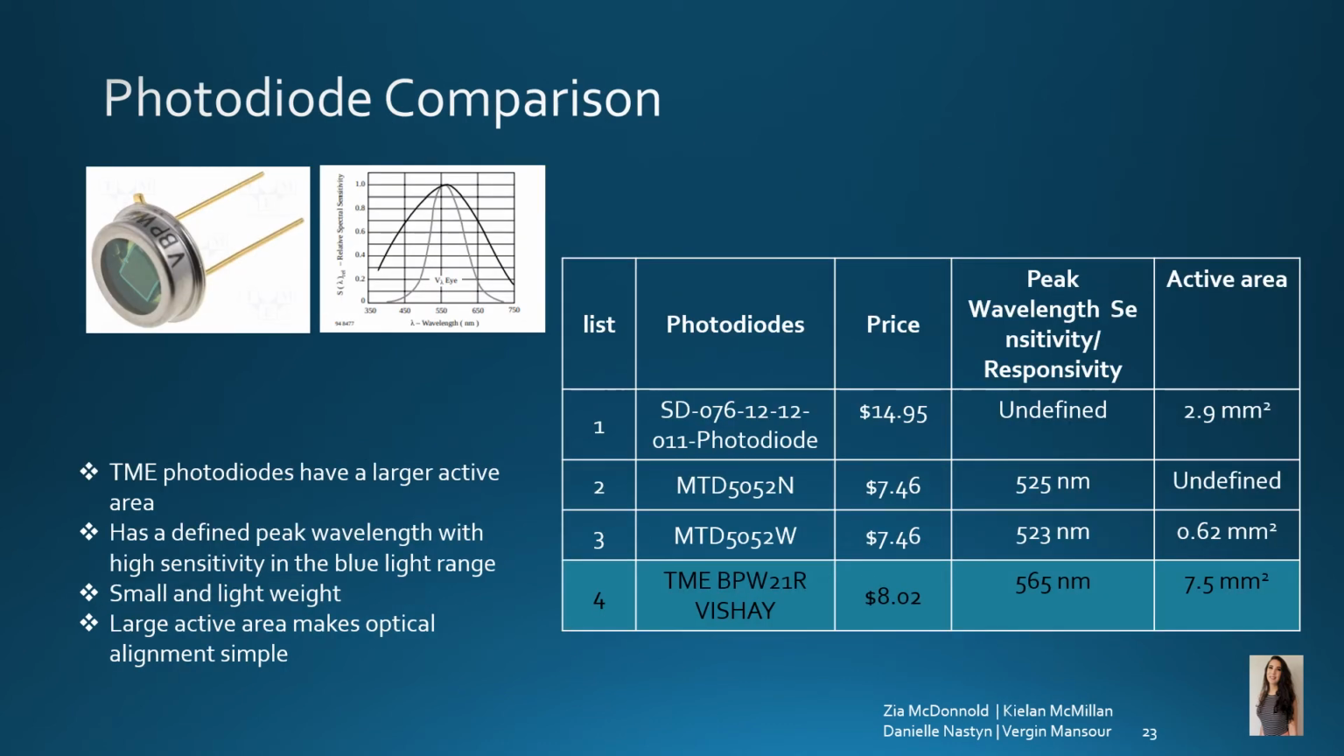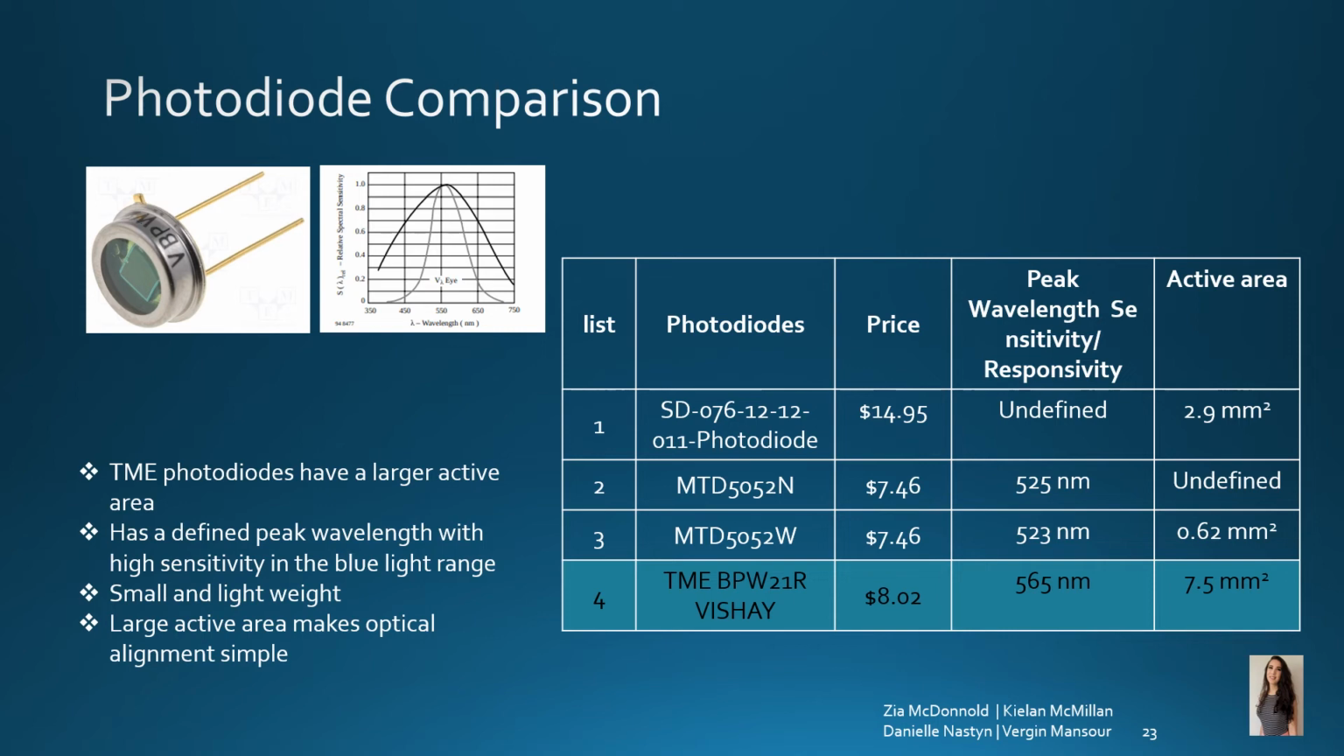The last optical component comparison is for the photodiodes. We chose the TME photodiodes, pictured here on the left, after comparing it to the following three photodiodes. Photodiode 4 is the TME photodiode and is just under $10 each. The peak sensitivity occurs at 565 nanometers. However, as shown in the graph, the sensitivity at 450 nanometers is 0.7, which is above the minimum sensitivity specification.